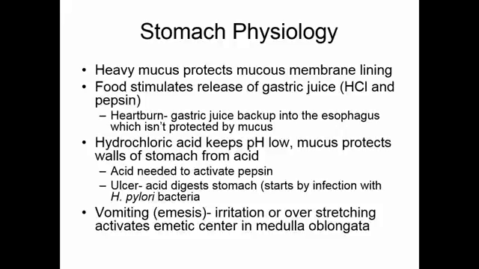Vomiting or emesis occurs if there's an irritation or overstretching which activates the emetic center in the medulla oblongata. The muscles of the stomach will contract and increase the pressure, forcing material out through the mouth instead of allowing it to continue on through the digestive system.